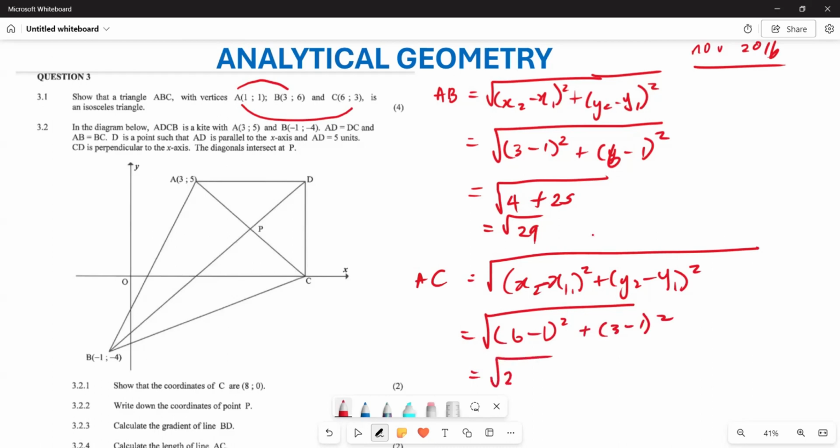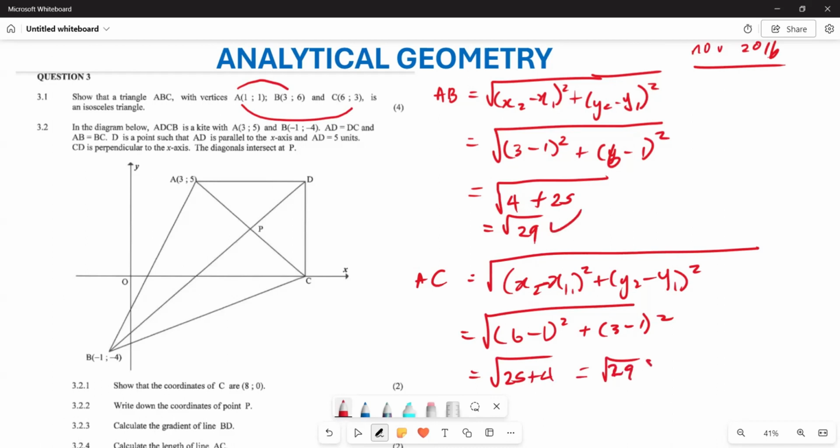Can you see this is the same as 25, because 6 subtract 1 is 5, and 5 squared is 25. 3 subtract 1 is 2, and 2 squared is 4. Can you see that now? This is going to be your root of 29 also, right?